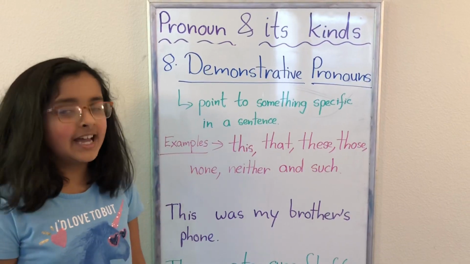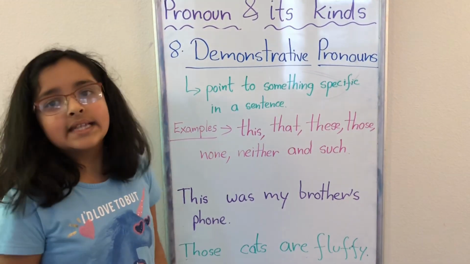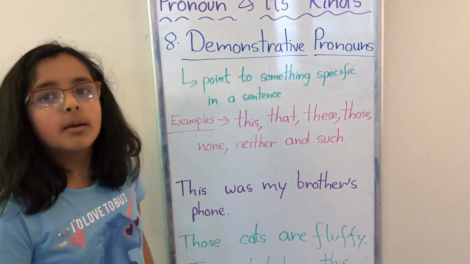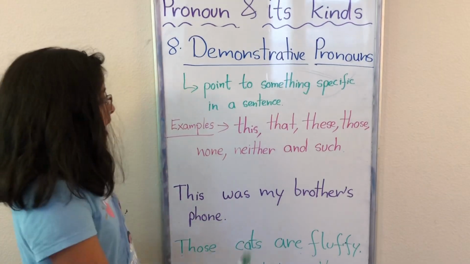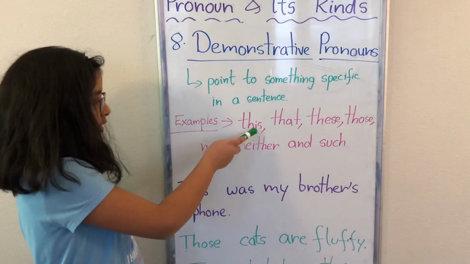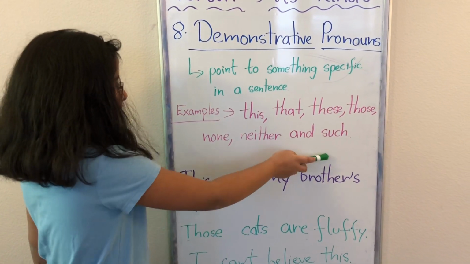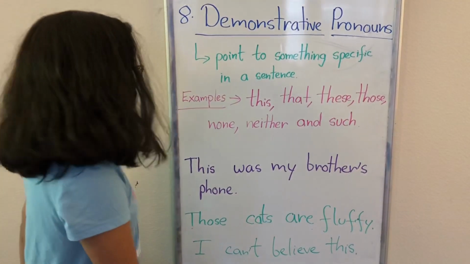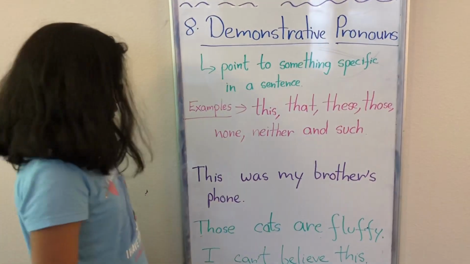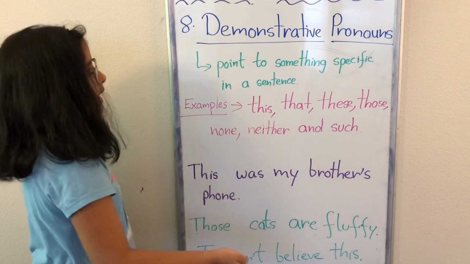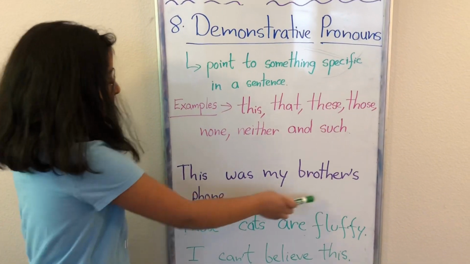The eighth kind of pronoun is the demonstrative pronoun. Demonstrative pronouns point to something specific in a sentence. And some examples are this, that, these, those, none, neither, and such. And an example with a demonstrative pronoun in it is, this was my brother's phone.